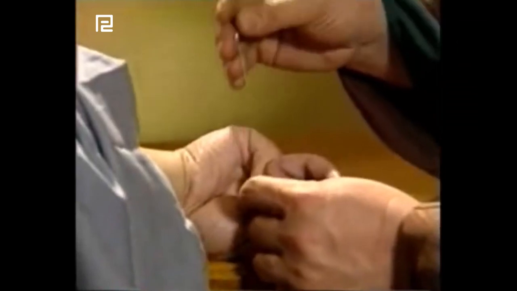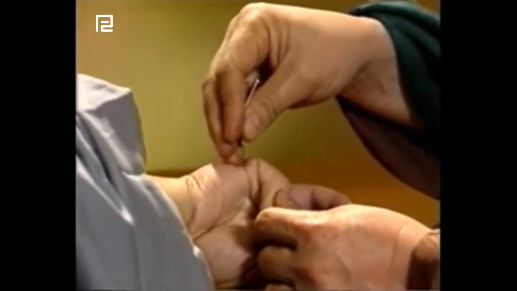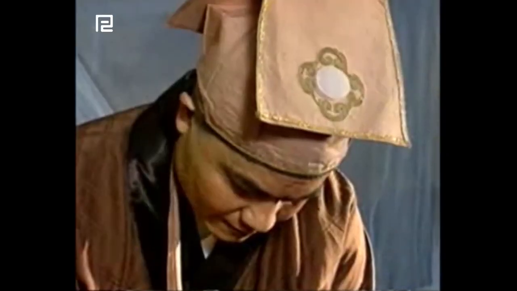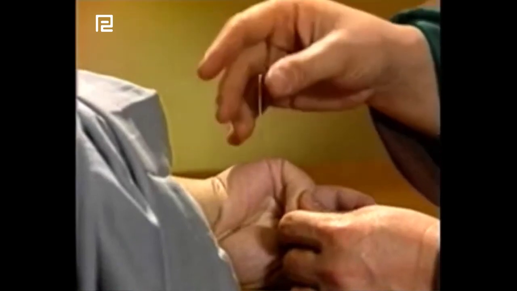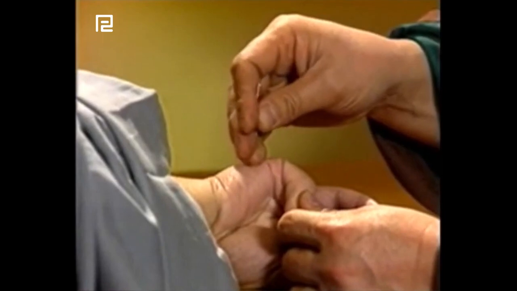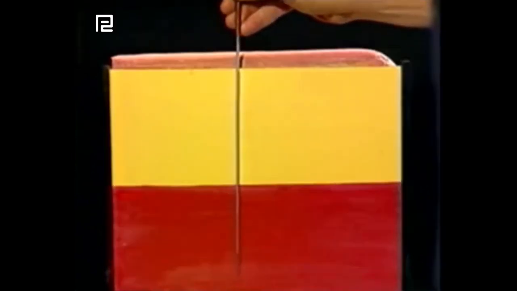This method offers tonification first and sedation afterwards. It is used for cold condition initially and then heat condition afterwards. It is also used for the excess within deficiency syndrome. Yang hidden within yin. Lift the needle heavily and thrust the needle lightly 6 times first to the deep level.